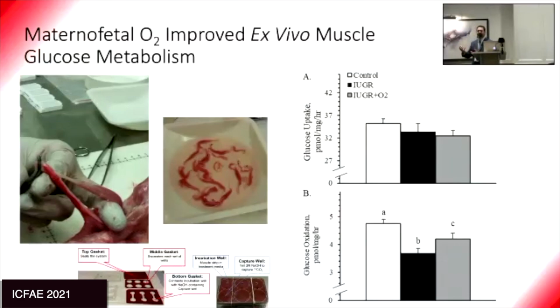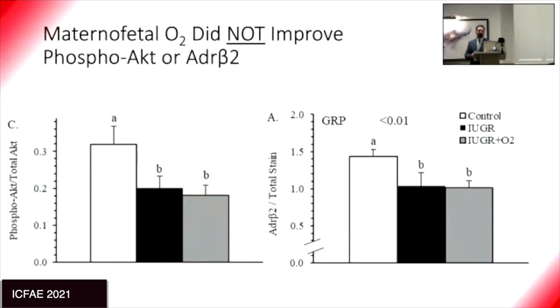So we have these intact muscle strips, and then we can perform a similar study in culture where we can measure glucose uptake rates, which you see here. This is insulin stimulated. Glucose uptake is not different, but we do see the same deficit in glucose oxidation in those IUGR-born neonates. It's not fully recovered, but it's certainly improved in the IUGR neonates that had received prenatal oxygenation. Okay, good stuff.